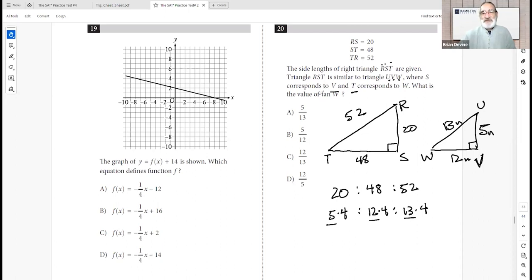Well, that allows us to find the tan of W quite readily. It's going to be 5 over 12, which is the same as 20 over 48. So 5 over 12, B is your answer.